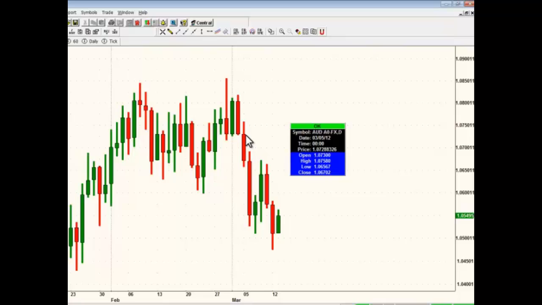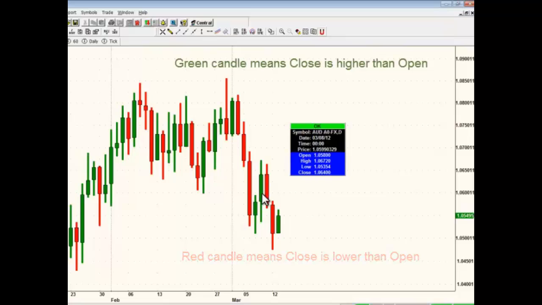the thicker part. Now if you'll remember, on the bar chart we had a little dash on the left of the bar to indicate the open price and a dash on the right of the bar to indicate a close price. Well, this thick part of the candlestick represents all the price action between the open and the close. A red candle means that the close was lower than the open, and a green candle means that the close was higher than the open.